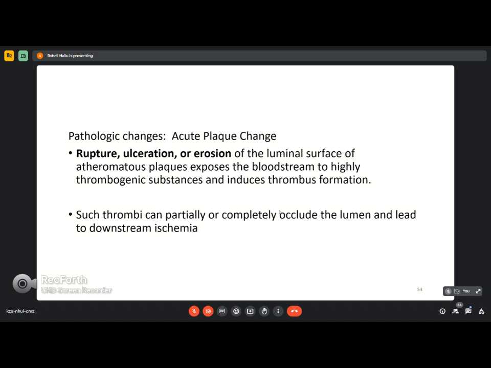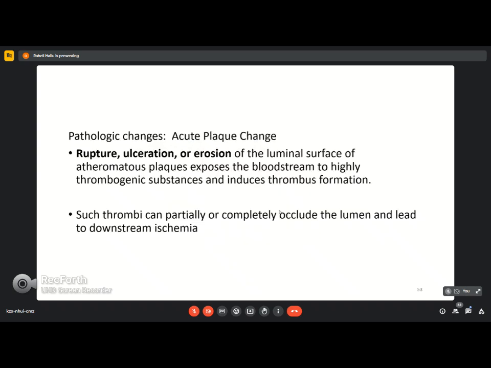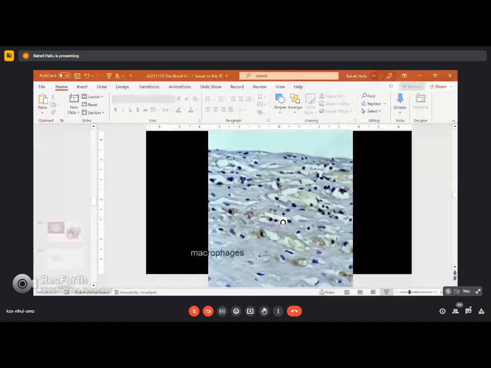So acute plaque changes are those changes that you expect in the case of vulnerable plaques. And these can rupture, ulcerate, or erode the luminal surface of the atheromatous plaques, and it can result in the release of highly thrombogenic substance, so that means further thrombus formation.